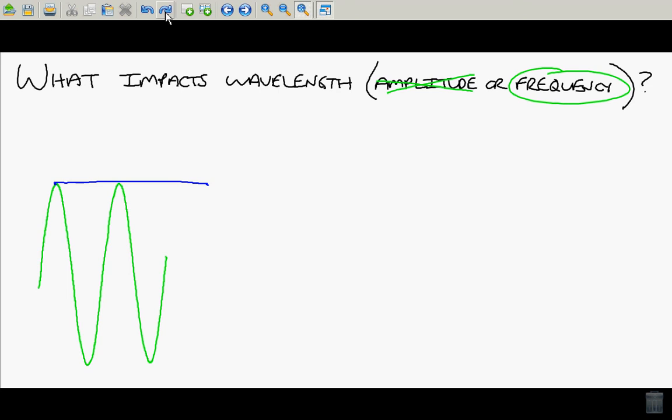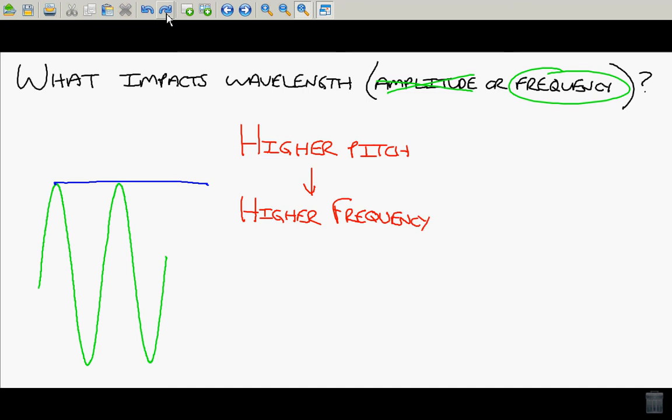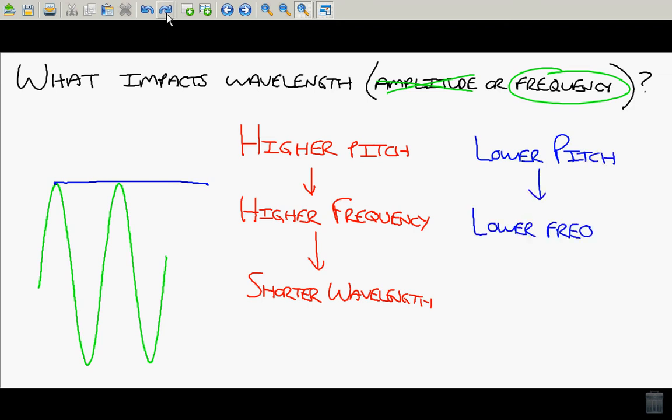So what we could say is that a higher frequency, which leads to a higher pitch, a higher note, meaning more waves packed into an area, means that we're going to have smaller or shorter wavelengths. On the flip side, lower pitch means lower frequency, which means our waves are going to be much more spread out, and that means that our wavelengths are going to be much bigger then.